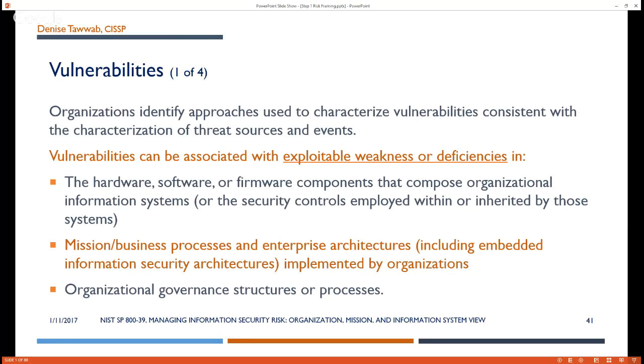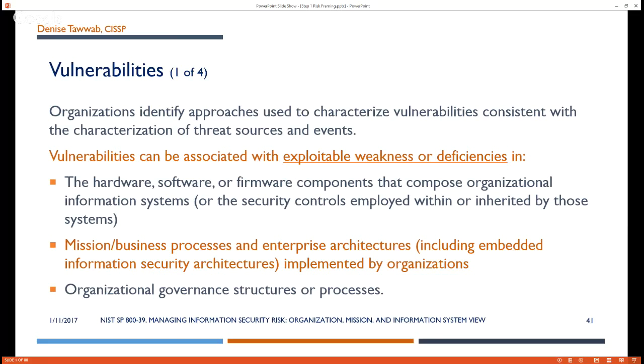What you want to do with respect to vulnerabilities is to identify approaches used to characterize vulnerabilities consistent with the characterization of the threat sources and events. So you're still in the risk framing step, and now you're looking at vulnerabilities. Vulnerabilities can be associated with exploitable weaknesses or deficiencies in your hardware, your software, or firmware components that make up your information systems, or the security controls that are used within or inherited by those systems.